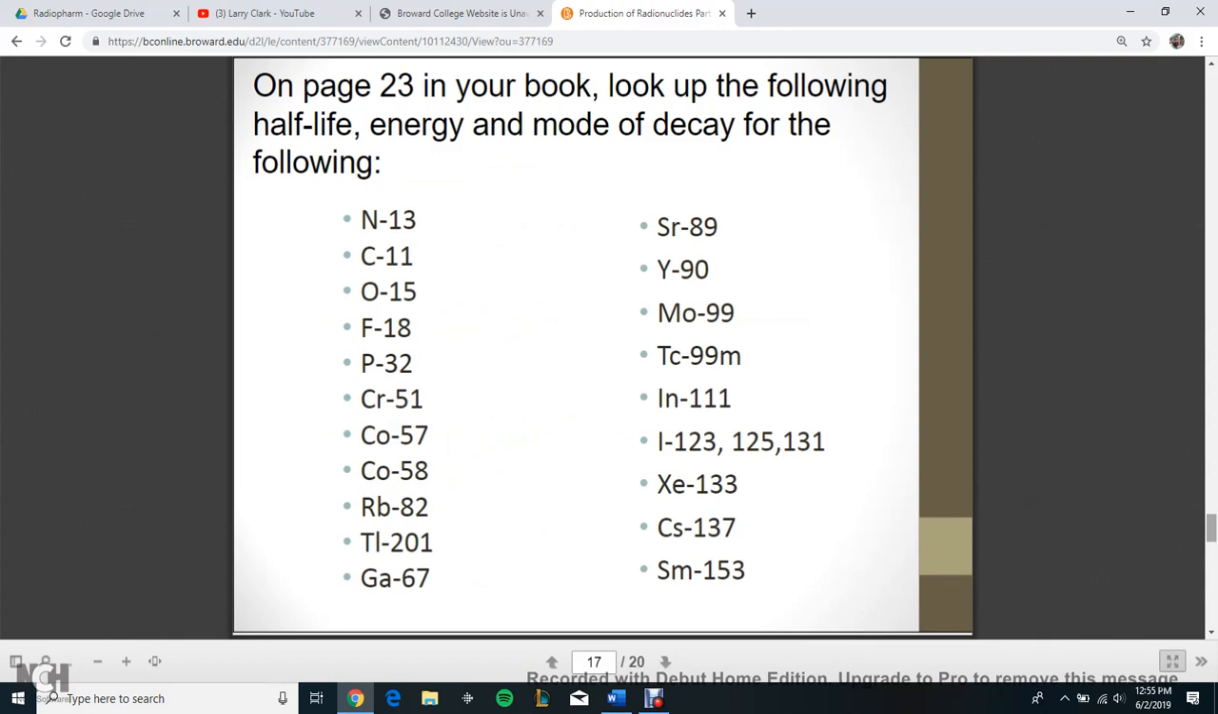On page 23 in your book, look up the following half-life, energy, and mode of decay for the following.